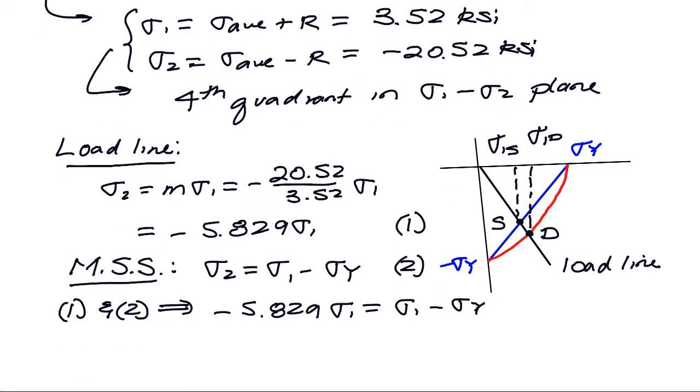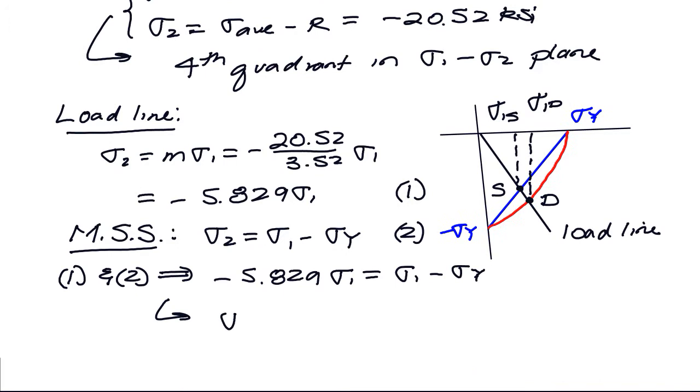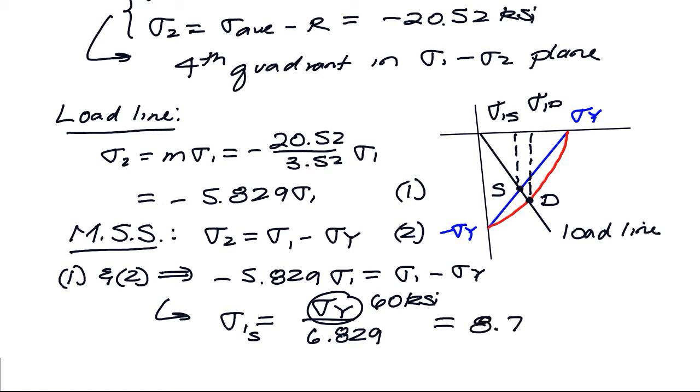So sigma 1 at the boundary for the maximum shear stress, which I'll call sigma 1s, is given by the yield strength divided by 6.829, and that was given to us, I think, as 60 KSI. So sigma 1s is 8.786 KSI. So that's the value there for sigma 1s.